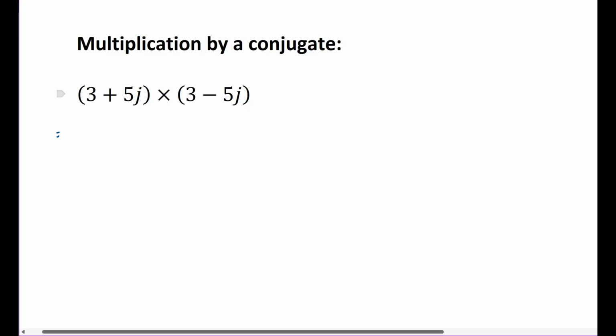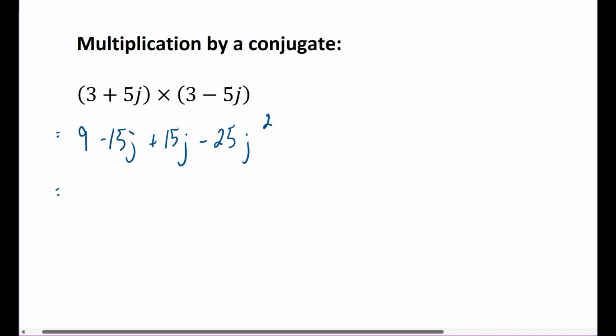All right, so now I'm assuming you tried it. Let's do 3 times 3 is 9. 3 times -5j is -15j. 5j times 3 is +15j. And plus 5j times -5j is -25j squared.